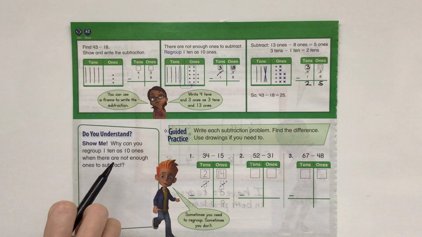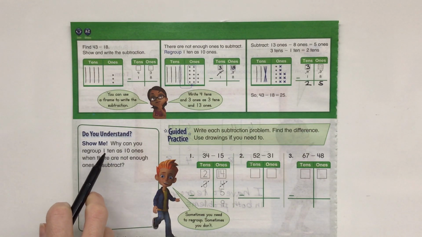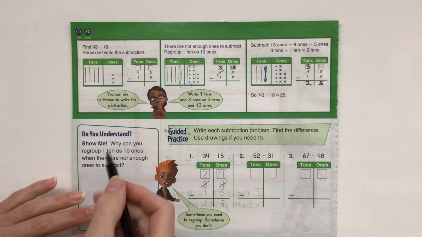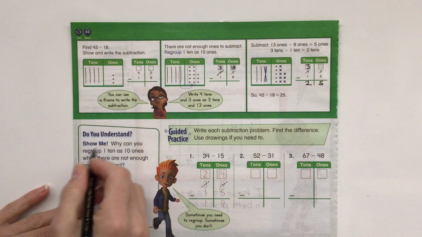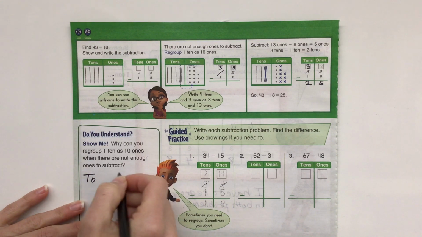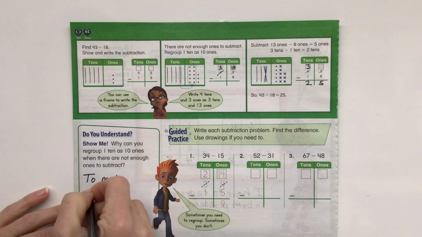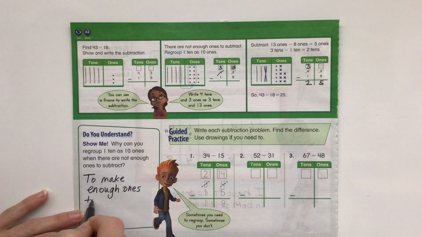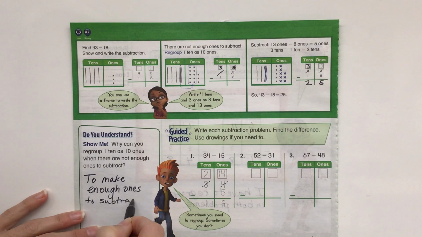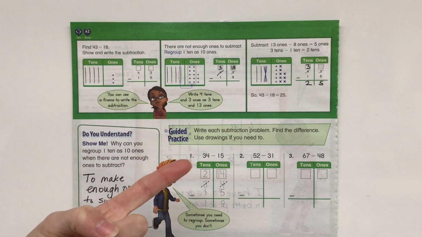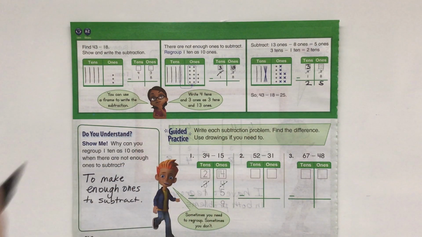So let's take a look at the do you understand, show me. Why can you regroup 1 ten as 10 ones when there are not enough to subtract? Because we can't subtract a higher number from a smaller number, okay? So you have to just make enough ones to be able to subtract. If we have 1 minus 3 and we only have 1, that's not going to work. So we have to regroup so that our ones are able to subtract from each other.